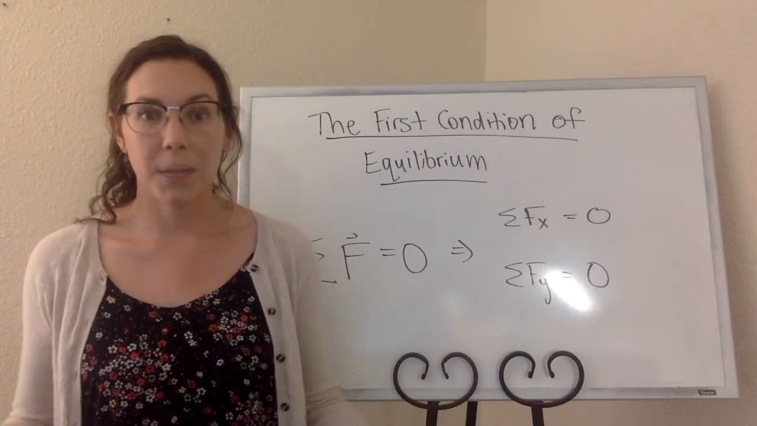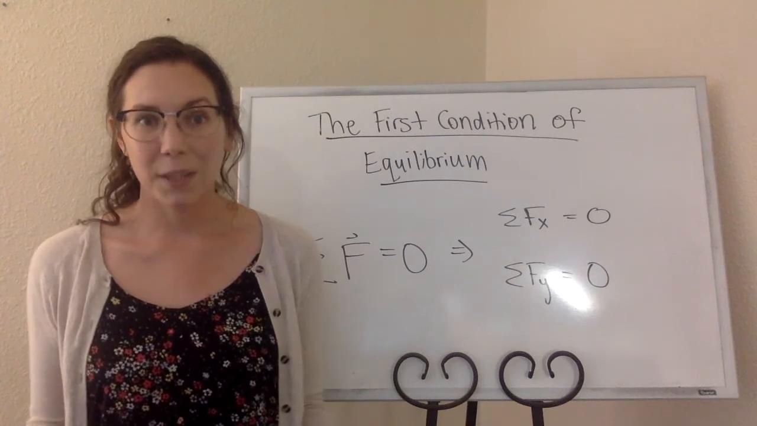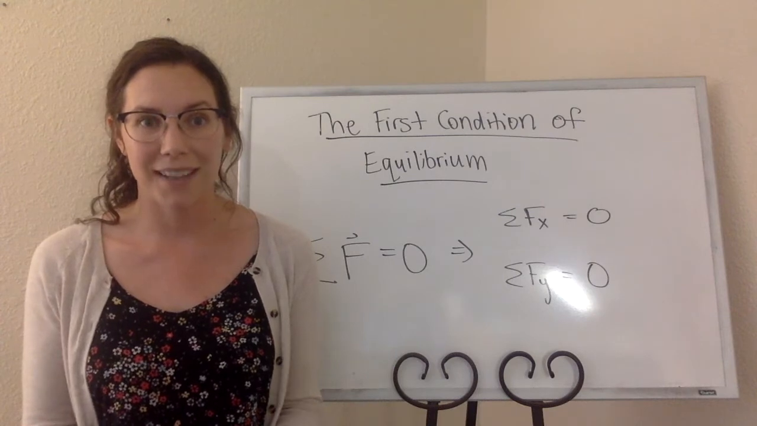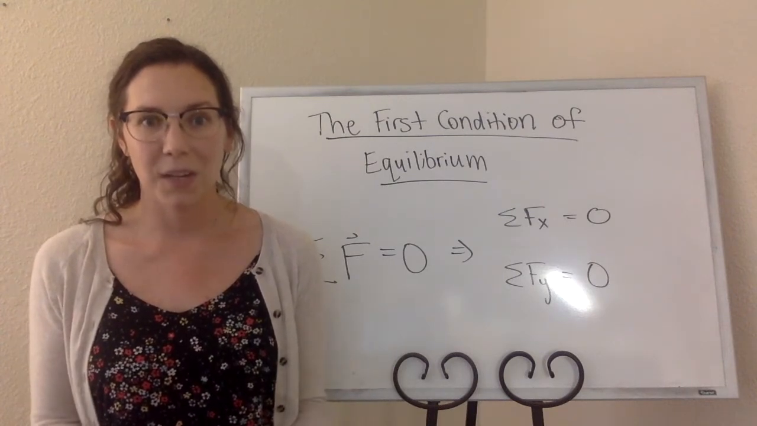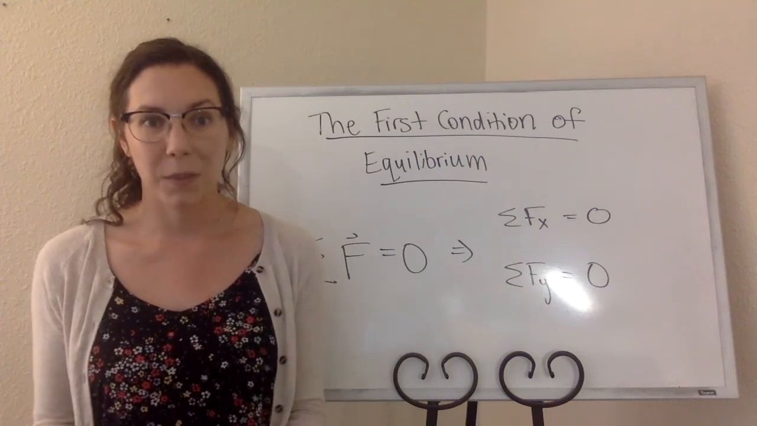Previously, when we looked at equilibrium problems, we were dealing with concentric forces. These are forces where their lines of action all cross through the center of mass. These forces cause zero torque, so there was no rotational motion. In that case, we applied the first condition of equilibrium.